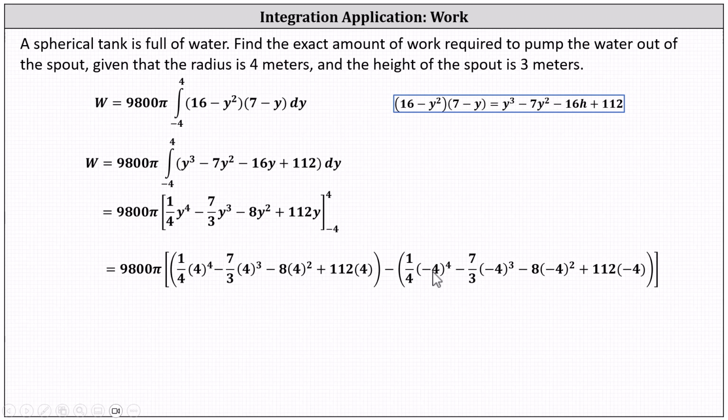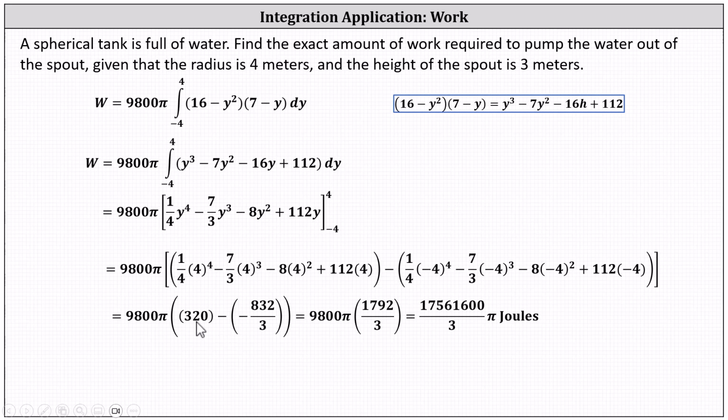Here's big F of 4, here's big F of negative 4. Simplifying, we have 9,800 pi times the difference of 320 and negative 832 divided by 3, which simplifies to 9,800 pi times 1,792 divided by 3, which is 17,561,600 divided by 3 pi joules. This is the total amount of work it takes to pump all of the water out of the spout. I hope you found this helpful.